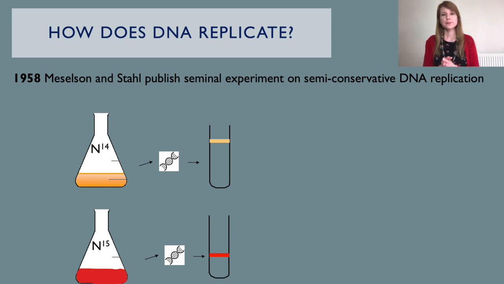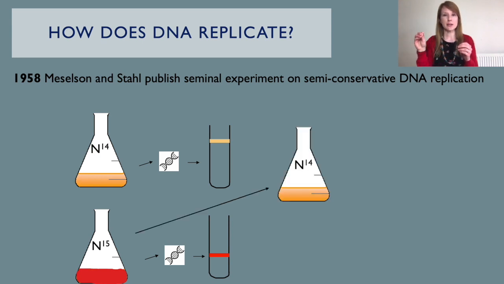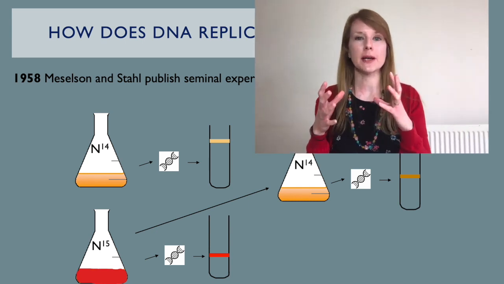So what they then did was they took some of the bacteria that had been grown in the nitrogen-15 culture and they put it into media containing nitrogen-14. Now they allowed them to go through one round of DNA replication, and they then took some of the bacterial culture out, again extracted the DNA, and again then spun it very, very quickly in a centrifuge in this density gradient. And what they very interestingly found was a band in between the nitrogen-14 band and the nitrogen-15 band, showing that the weight of that DNA was in between that of nitrogen-14 and that of the bacteria that had been grown in nitrogen-15.